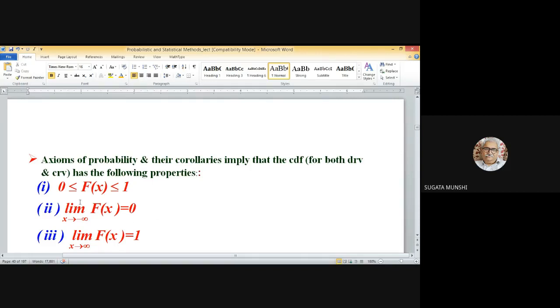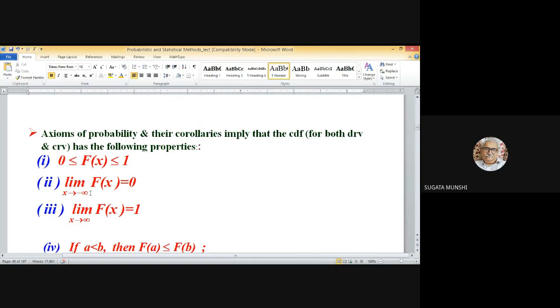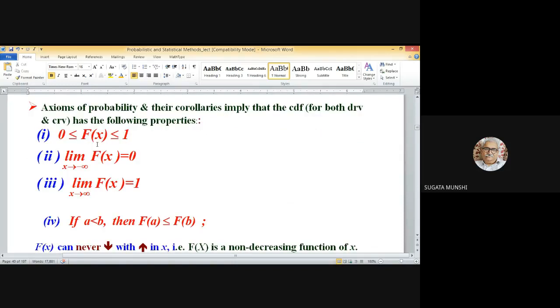First of all, the values assumed by the cumulative distribution function being probability values, they lie in this range 0 to 1. If I assume that x can take on values from minus infinity to plus infinity, a continuum of values, then in the limit as x tends to minus infinity, Fx will be 0. In the limit as x tends to plus infinity, Fx will be 1.